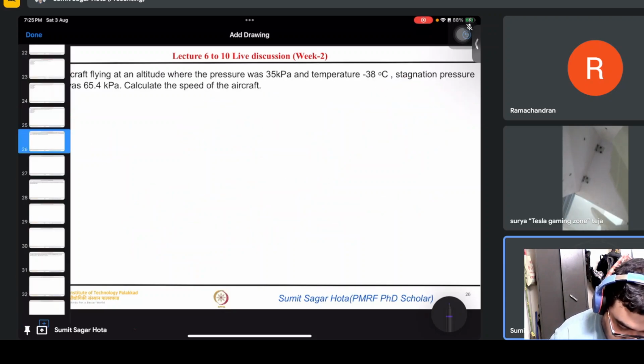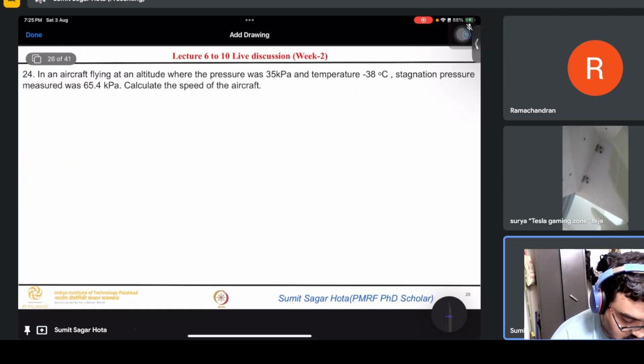So now we go for the problems. In an aircraft flying at an altitude where the pressure is 35 kilopascal and the temperature is minus 38 degrees Celsius, the stagnation pressure measured was 65.4 kilopascal. Then calculate the speed of the aircraft. It's a very simple question.